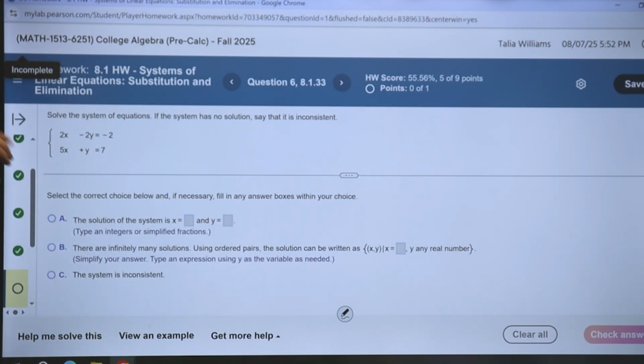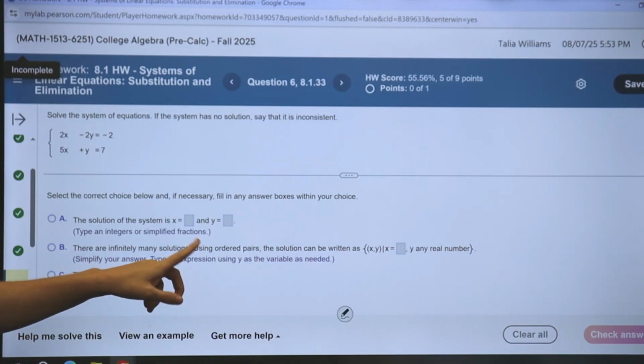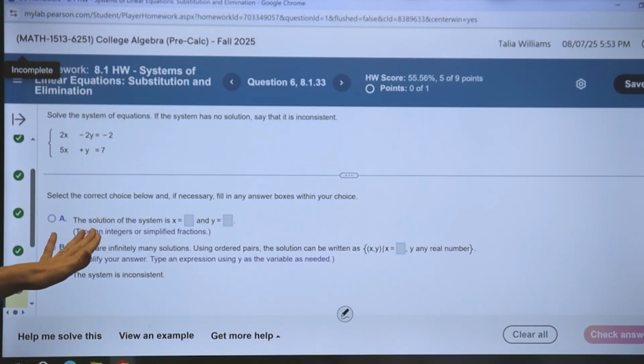Next problem: I have 2x minus 2y equals negative 2, and then 5x plus y equals 7. You can still use Desmos on these; you're just having to find the solution. There's going to be a solution here. I'm going to solve this by elimination.